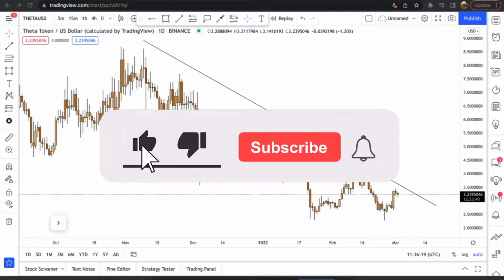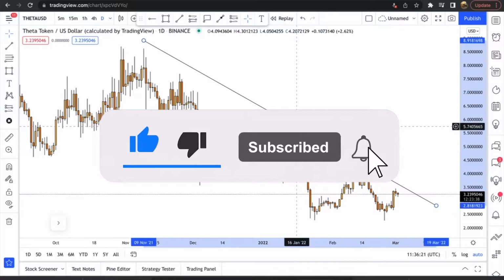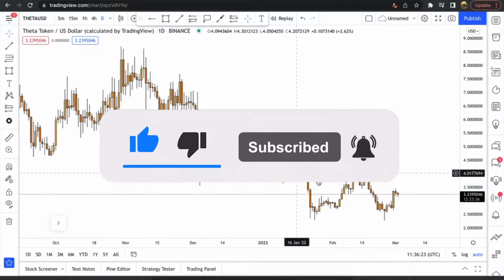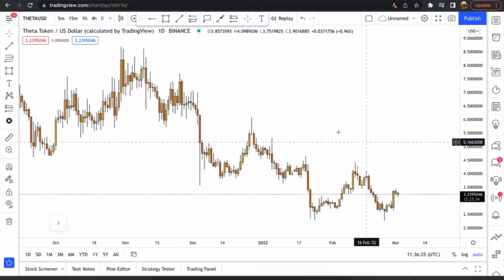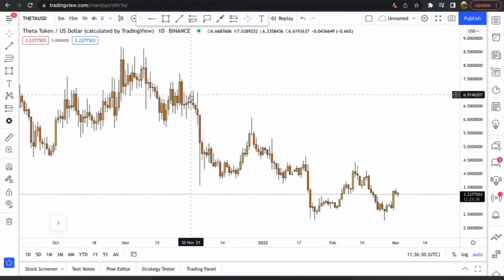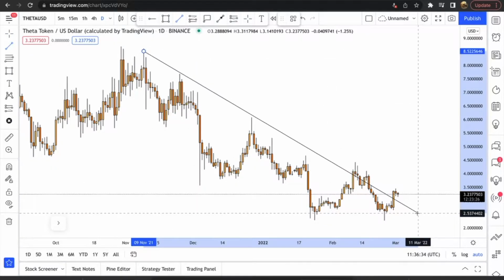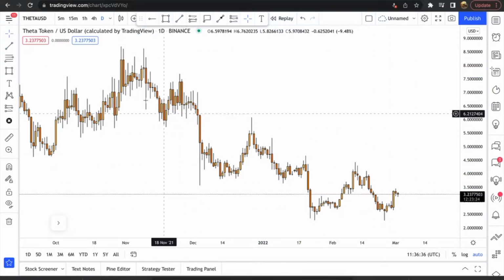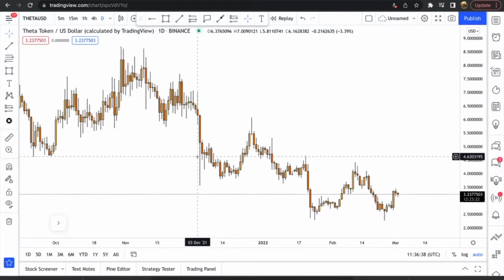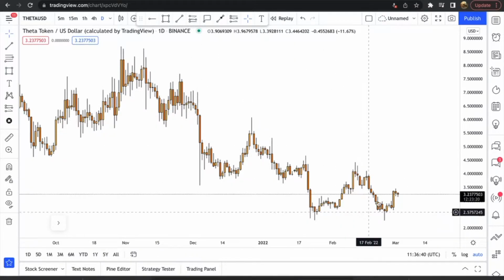I just wanted to jump into Theta today and break down this current market structure that we can see. Now, this is on the daily time frame, but I am going to swap over to the 4 hour as well for you. If we have a look here, we can see that we've been coming down, putting in lower lows, lower highs, lower low, lower high, and got to this point here.